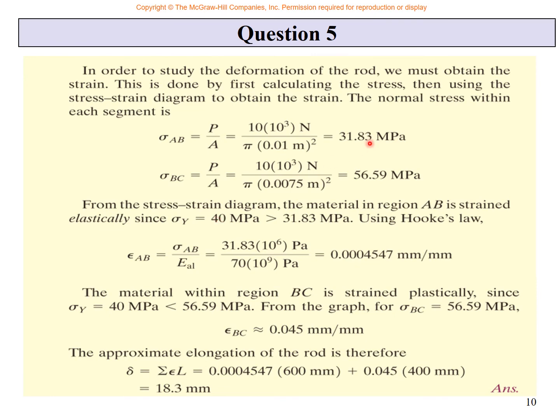So the elongation is elastic elongation. This is just one part, right? And here 56.59 is more than 40. So therefore, in part BC of the rod, the stress is in the plastic region. Why do we need to stress this? In the elastic region, you can use the calculation sigma is equal to E epsilon to find the epsilon. But when it is plastic, there is no equation. You have to go back to the graph and then solve it, right?